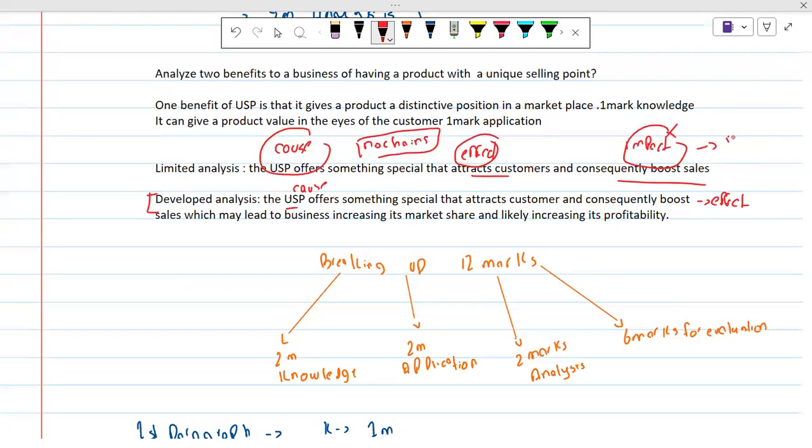Sorry, there is no impact or consequences yet showing how this will benefit the business in the long term. Sales may lead to the business increasing its market share and likely increasing its profitability. So we know that this is the impact, but we are making the chains. These are chains basically, okay? We are making the chains and reaching the point where the business can get benefit, and profitability is basically a benefit for the business.